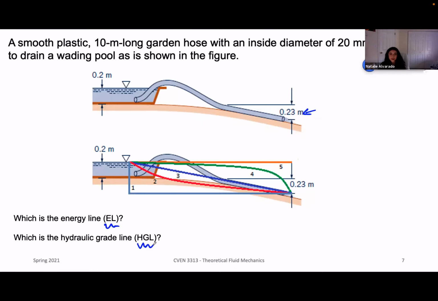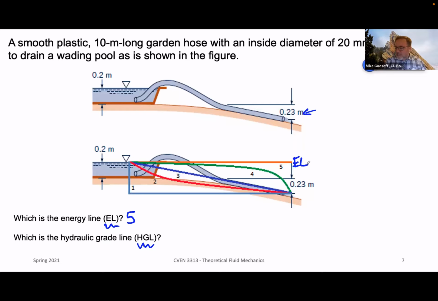Oh, that's 5, sorry. Yeah, you do have to have good eyes. That number is a 5. Okay, right. Yes, 5 would be the energy line because we're starting at the elevation of the water inside this little kiddie pool, or the wading pool, and we stay consistent throughout. We need to be consistent, so there's no removal of water or anything like that. So we're going to stay horizontal with our energy line. This is our energy line right there, number 5.